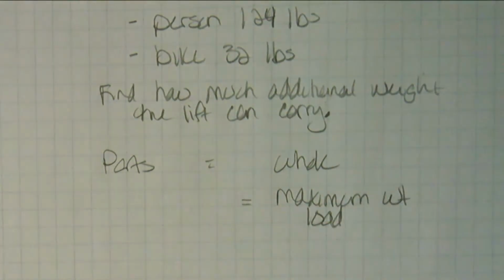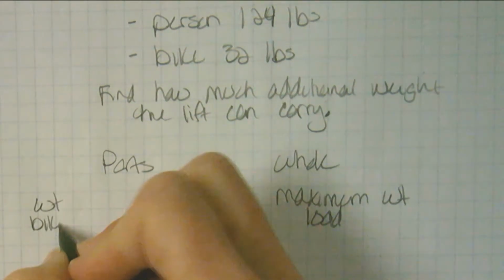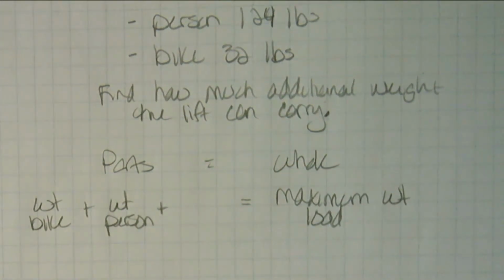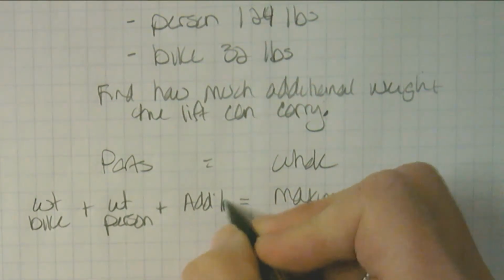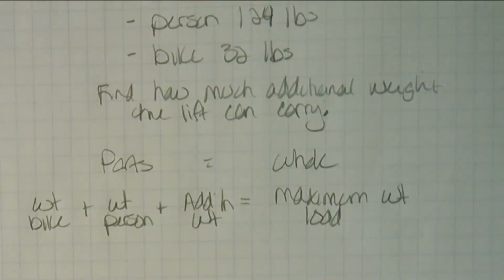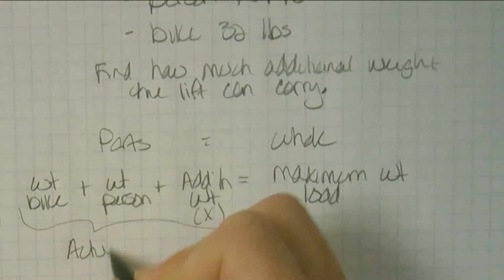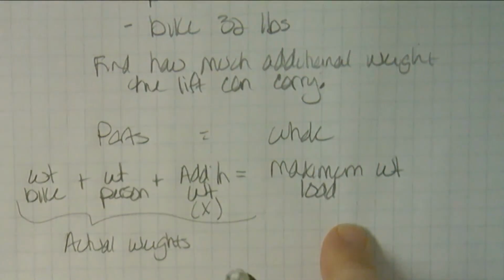What is the actual that we are putting on the lift? What makes up the weight that's going on the lift? Ashton? So the bike weight plus the person's weight. What else? So now I'm not going to put a variable there. I'm going to go ahead and put what you just said down, our additional weight. But I do agree with you, that would be our variable. So the stuff on that lift, this is our actual weights that make up our maximum. Does that make sense to you guys?